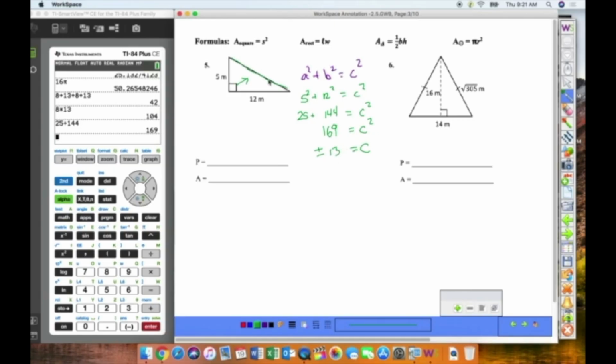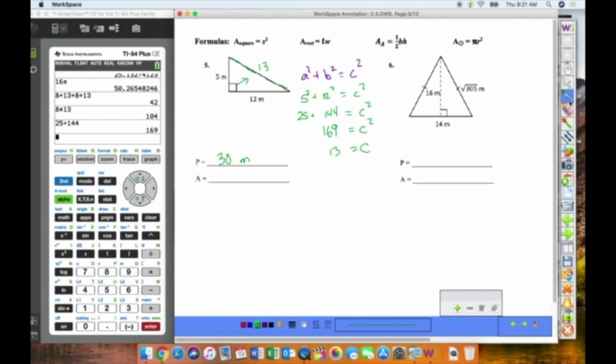But since this is geometry and we're trying to find the length of a side, there's no way that we're going to have a negative side length. So we totally only use the positive value. That negative is called an extraneous answer. So then I'm going to go put that in my picture if I actually grab a pen here. And now I can find the perimeter real easy. 5 plus 12, 17, plus another 13 is 30 meters.